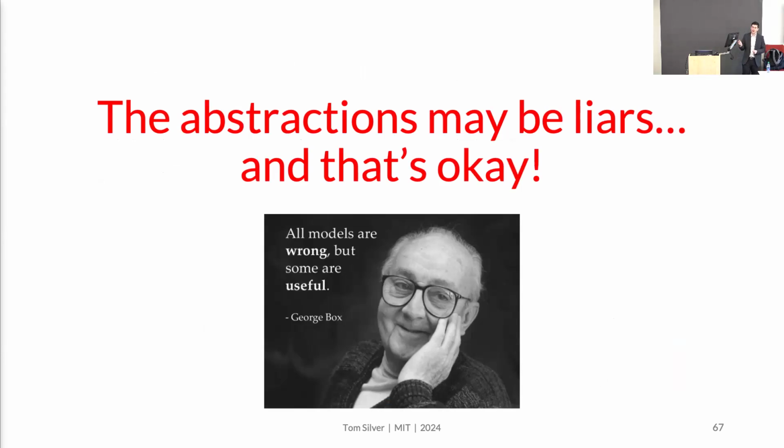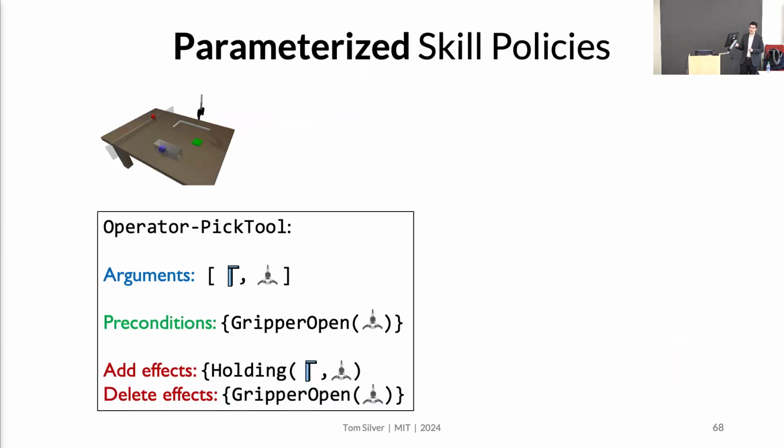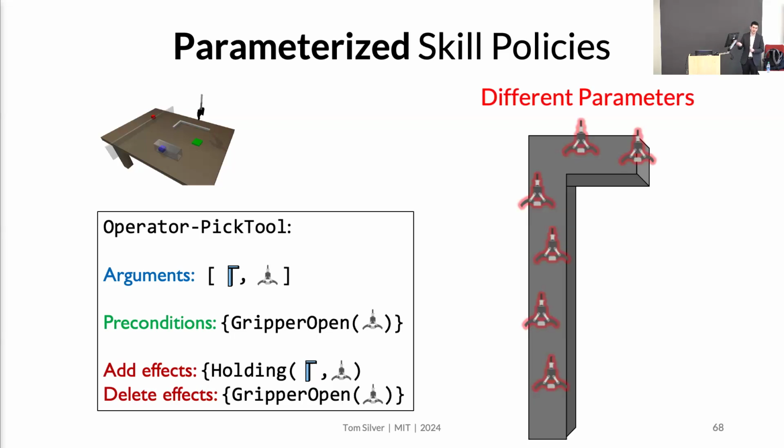The abstractions might be liars, but that's okay. All models are wrong, but some are useful. And I think that these particular kinds of action abstractions can still be useful. But to make them useful, we're going to extend them a little bit further. We're going to introduce a continuous parameter space to the skill that allows us to reason about many different ways, an infinite number of ways, of achieving each skill. In the case of a pick skill, for example, we might have a continuous parameter space that refers to different grasps of a tool. So this is now a degree of freedom that the robot can reason about when it's planning, giving it different ways that it might accomplish the effects of holding a tool.